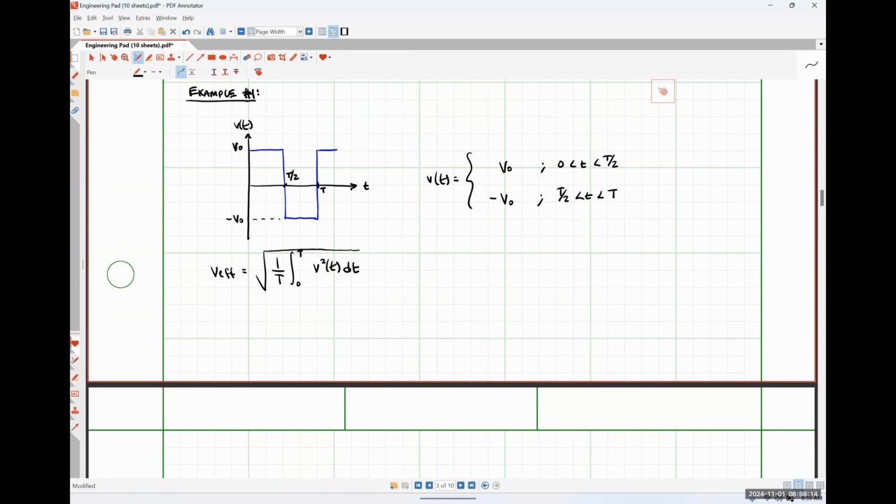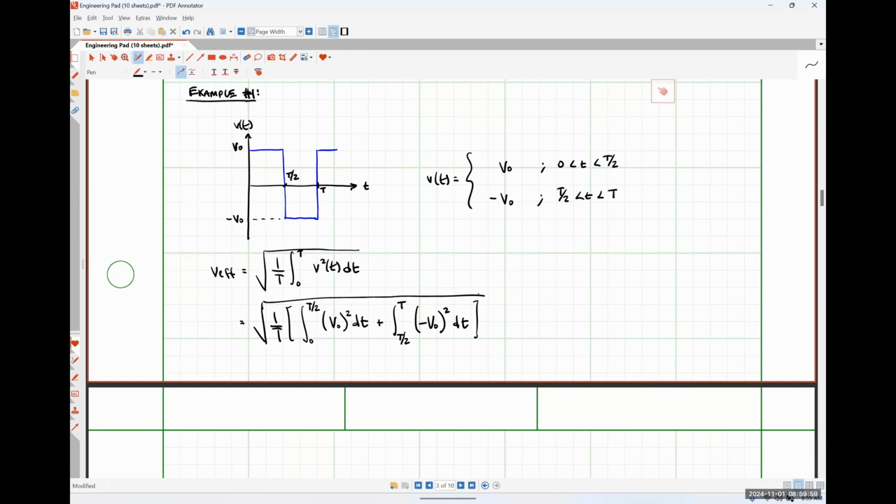So this is our generic equation. And then I'm going to apply this to our particular signal. So 1 over T, integral from 0 to capital T over 2 of V naught quantity squared plus the integral from capital T over 2 to capital T of negative V naught quantity squared dt. Close my brace, extend the square root sign over the whole thing. So before we get into the math here, does anybody have any questions about how I got to that second step?